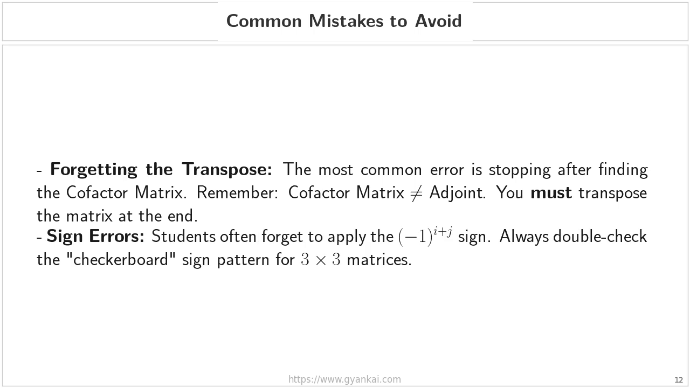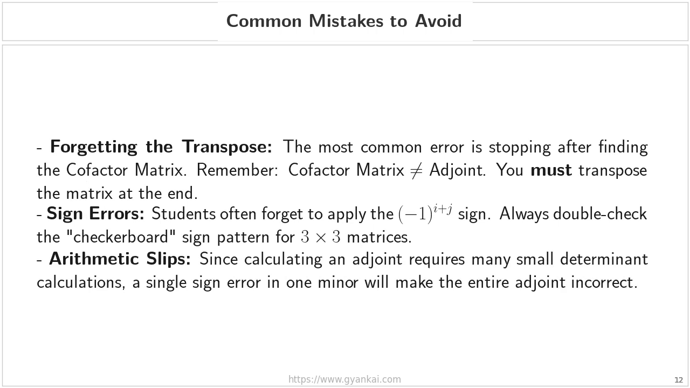Second, watch out for sign errors. When we were calculating the cofactors in the previous slides, we used the formula -1 to the power of i plus j. It is incredibly easy to lose track of that negative sign. To prevent this, I highly recommend you always double-check your work against the checkerboard sign pattern we discussed earlier, the one that alternates between plus and minus.